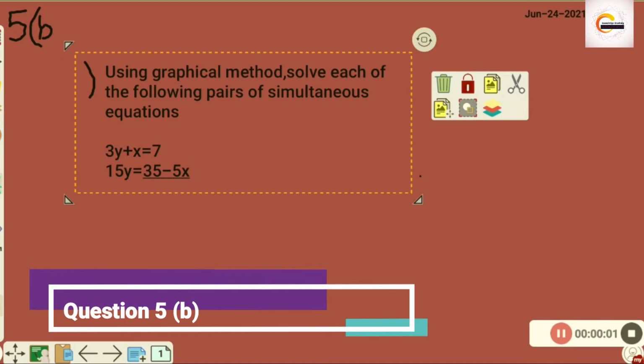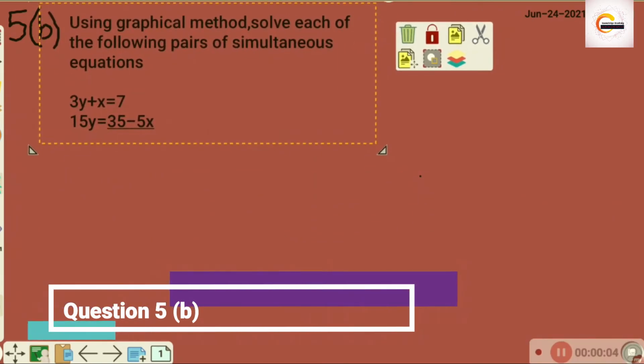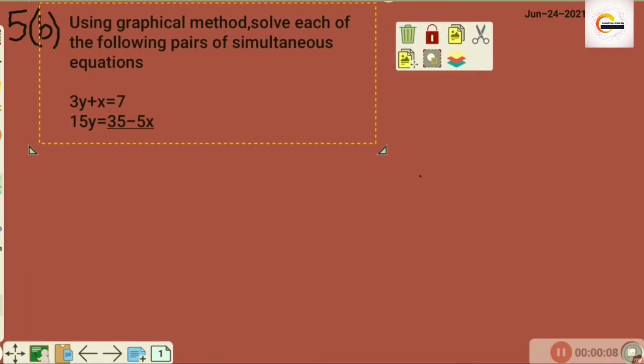Okay, so question number 5B, advanced level: using a graphical method, solve each of the following pairs of simultaneous equations. These 2 equations are given. The method will again be the same as I have explained earlier.